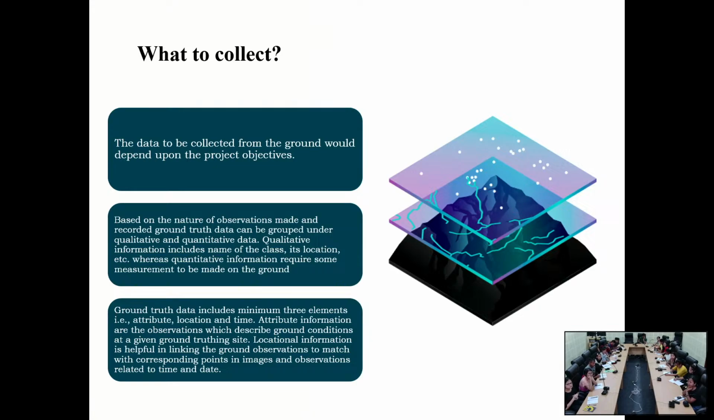Based on the nature of observation made and recorded, ground truth data can be grouped under qualitative and quantitative data. Qualitative information includes the name of the class, its location, etc., whereas quantitative information requires some measurement to be made on the ground. So, what does it mean? Qualitative and quantitative.